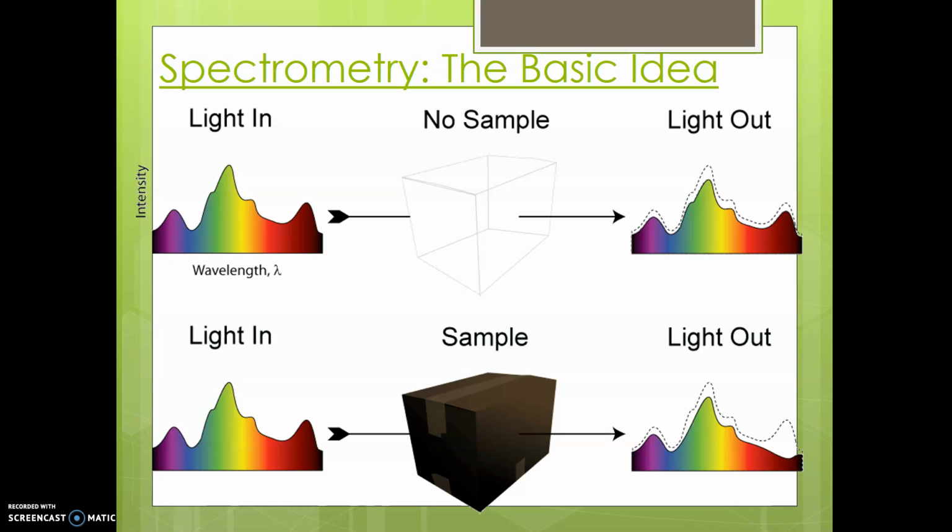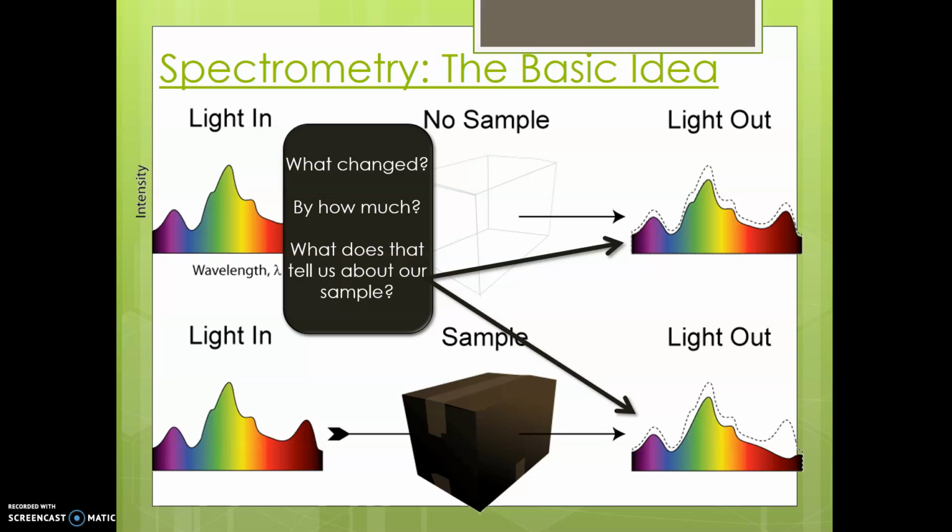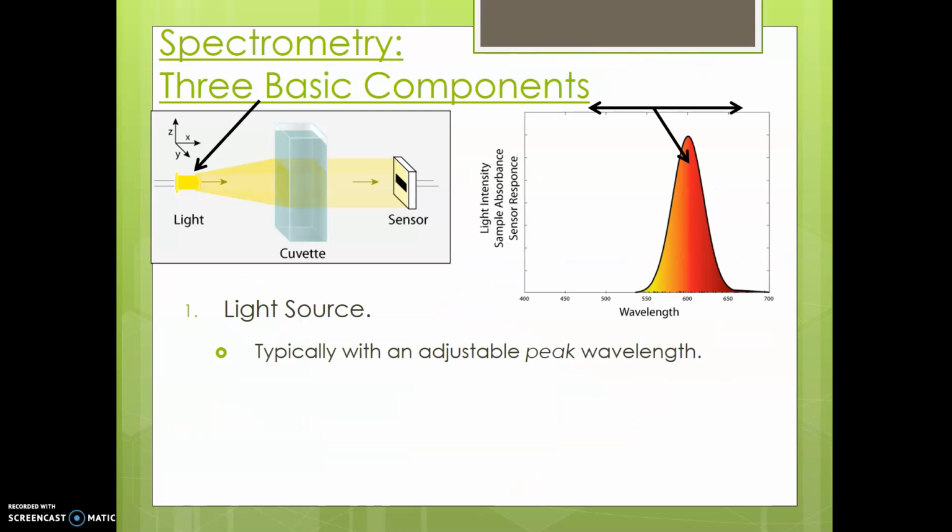So what is spectrometry? Spectrometry is the ability to take light at a specific wavelength, put it through something, and we get light out. Now, if you have nothing in there, it comes in through no sample, and it comes out and basically looks identical. But if you put a light source in and you have your sample, the light out can be different. And what changes is how much. By how much does it change? And that can tell us about our sample. So it can actually be a little bit lower.